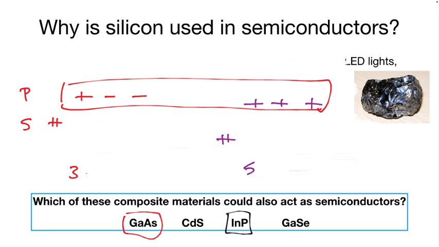Cadmium's a little bit weird, so let's skip cadmium for the moment. How about GaSe? Gallium selenide. What's that? 3-6. Gallium selenide would be a 3-6, so that doesn't fit our 3-5 pattern. Okay. That said, we drop back to our cadmium sulfide. What's that one?